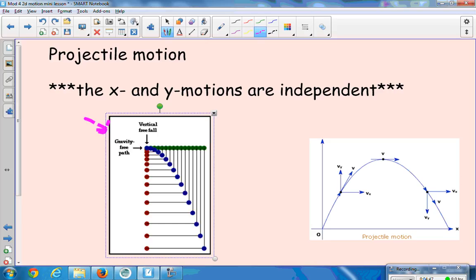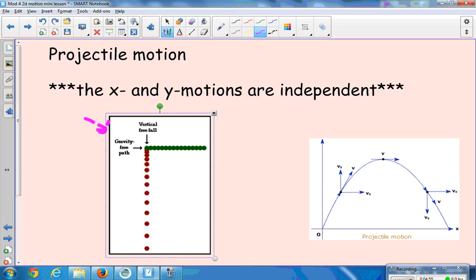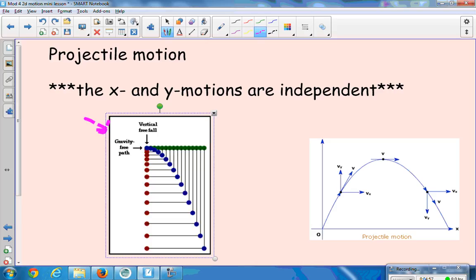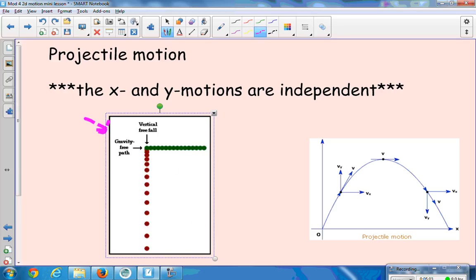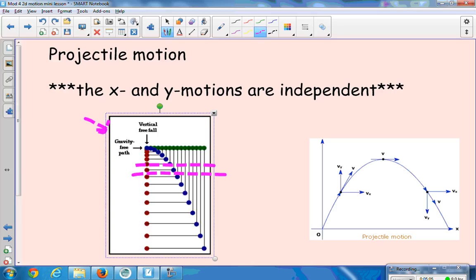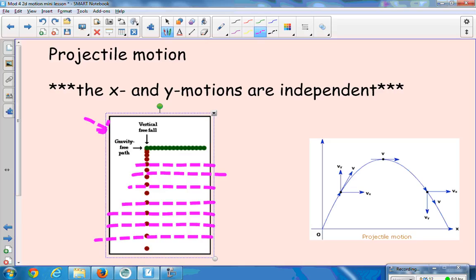Notice that whether I drop an object or throw it sideways, it hits the ground at the same time. And in fact, notice that we have these nice lines. These are exactly the same. These balls are exactly next to each other. And eventually they do hit the ground at the same time.